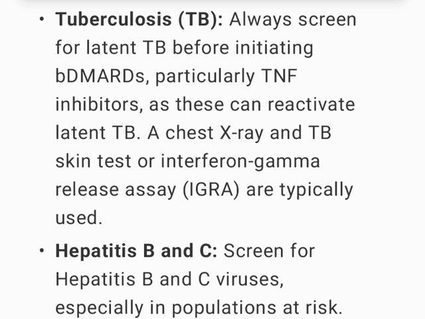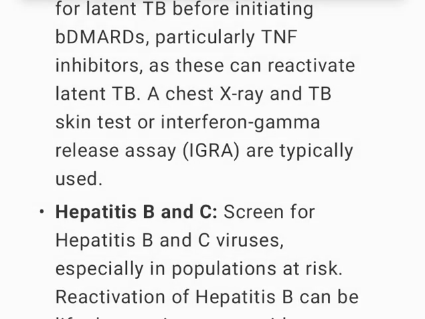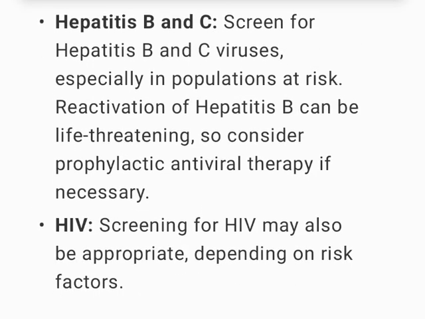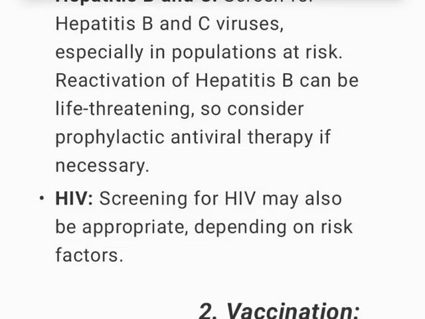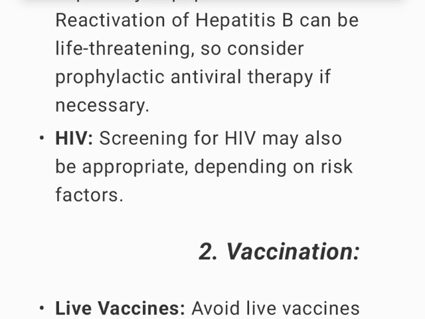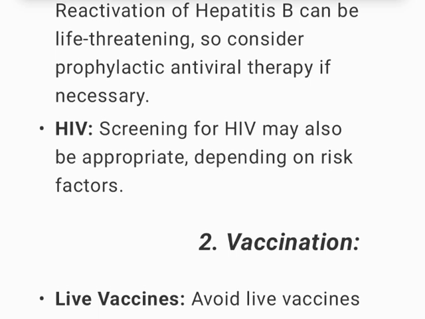A chest X-ray and TB skin test or interferon gamma release assay (IGRA) are typically used. Hepatitis B and C. Screen for hepatitis B and C viruses, especially in populations at risk. Reactivation of hepatitis B can be life-threatening, so consider prophylactic antiviral therapy if necessary. HIV. Screening for HIV may also be appropriate depending on risk factors.